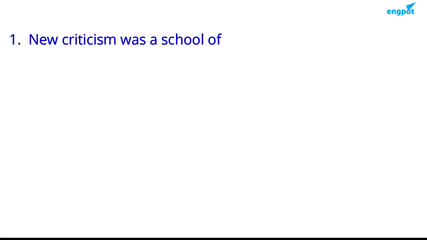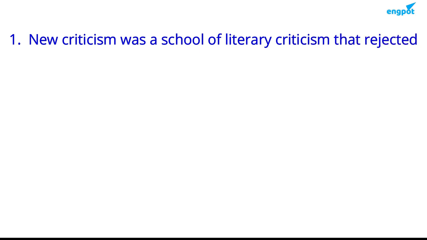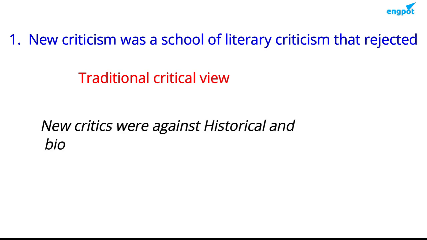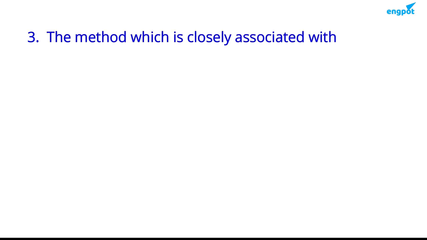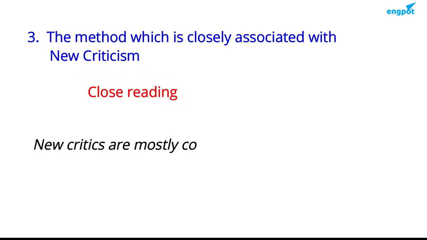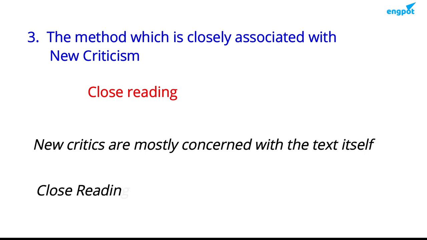New Criticism was a school of literary criticism that rejected the traditional critical view. New critics were against historical and biographical readings of texts, which the traditional critics followed. The new critics were formalist critics, and formalism is a counterpart of New Criticism. Like New Criticism, formalism also believed in the importance of the text while interpreting it. The method closely associated with New Criticism is close reading. New critics are mostly concerned with the text itself, and close reading is a detailed analysis of the text.